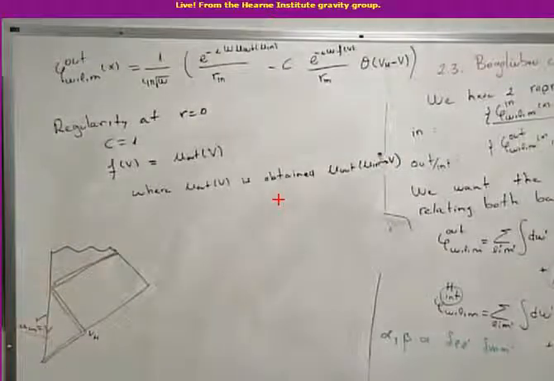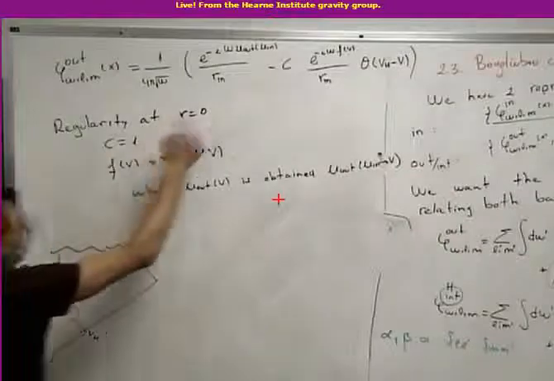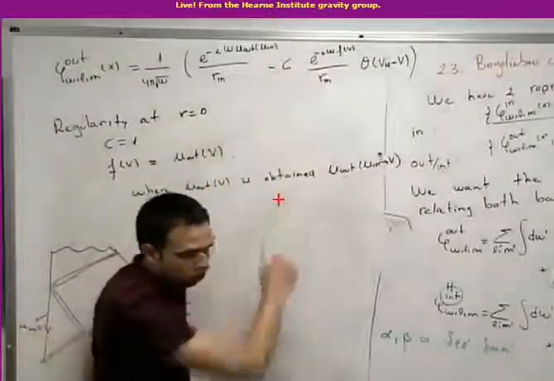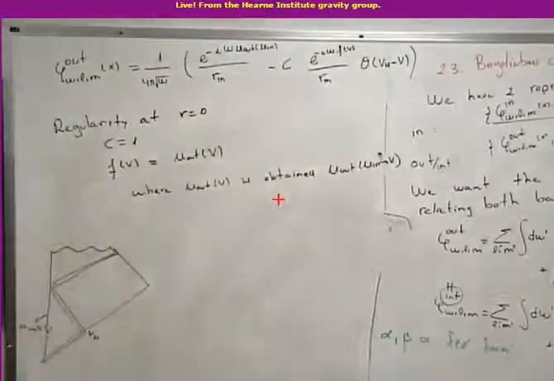Why is c equal to 1? First of all, in order to get 0, and also because of normalization, you need c equal to 1. Both arguments give you that.